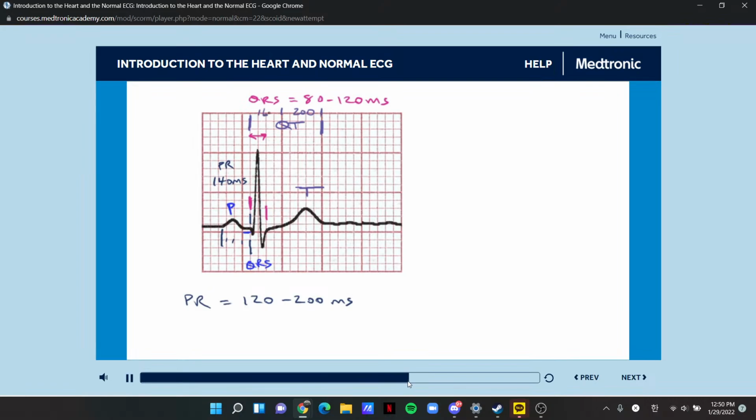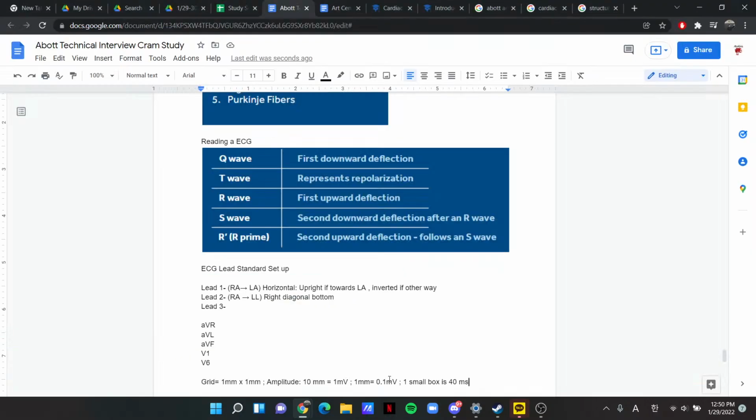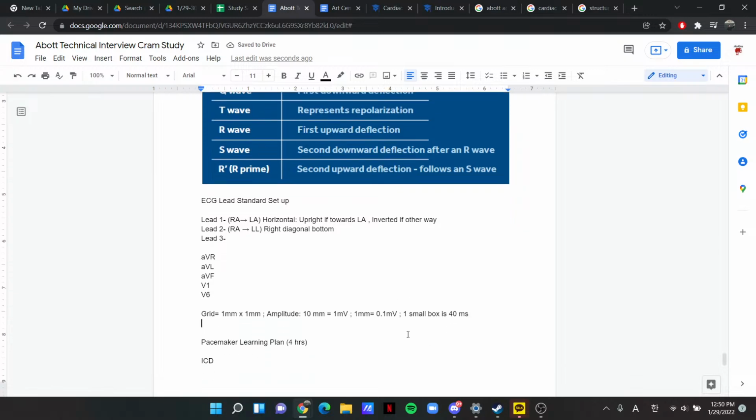Then another 160 ends on this thin line. This equals 80 milliseconds. The normal QRS should be between 80 and 120 milliseconds in duration.